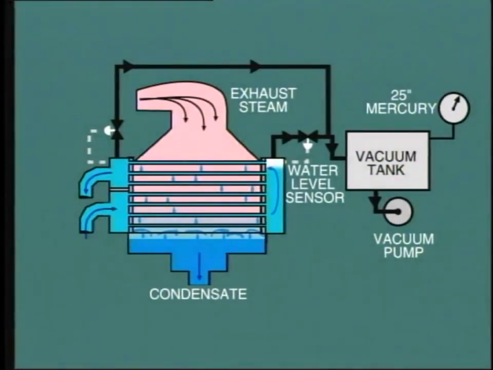A water level sensor in the water box operates a control valve on the siphon connection. When the level falls below a set level, the valve opens and air is drawn out, allowing the water level to rise. When the level rises to fill the water box, the control valve closes.